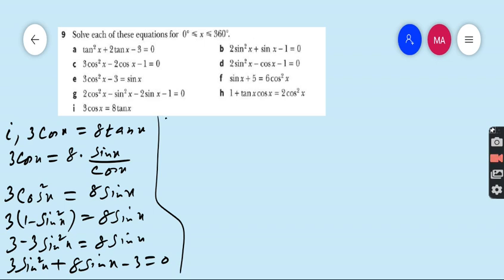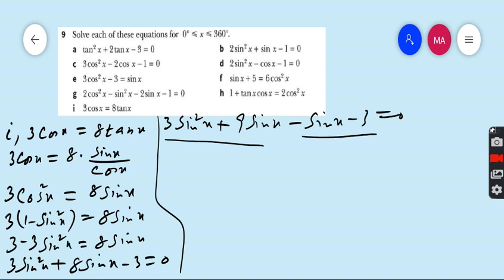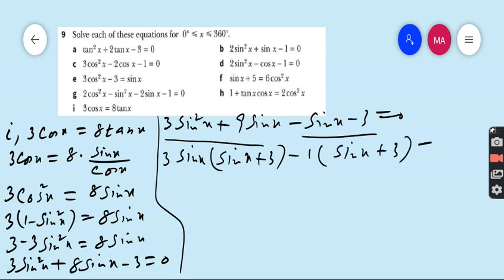3 times 3 is a 9. 9 minus 1 is 8. So 3 sin square x plus 9 sin x minus 1 sin x minus 3 is equal to 0. Taking common in the first two, 3 sin x, it will be 3 sin x plus 3, taking minus 1 common, sin x plus 3 is equal to 0.